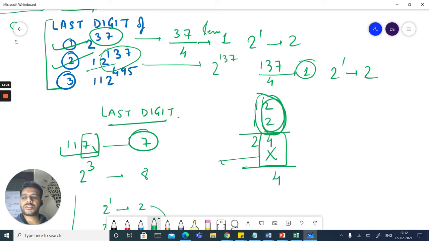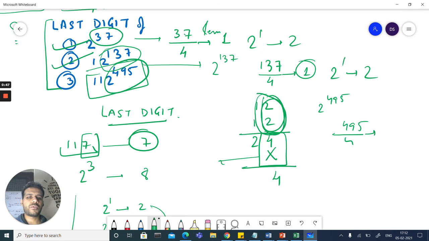Now, sir, let's solve 112 to the power 495. How would you solve this one? I'm least bothered about what the rest of the number is. I will only solve this part: 2 to the power 495. You will take 495 and divide it by 4. 4 times 123 is 492, which leaves a remainder of 3. You put 2 to the power 3, which gives you 8. So your answer is 8 for this one.